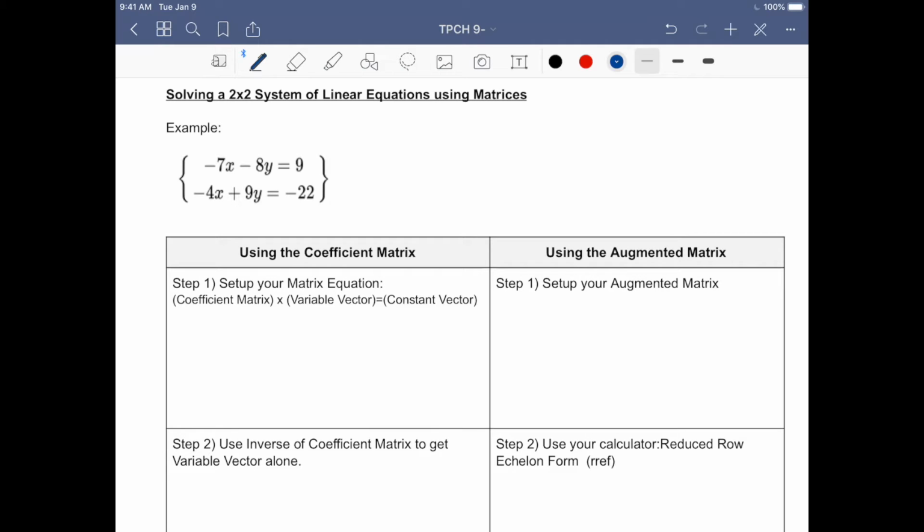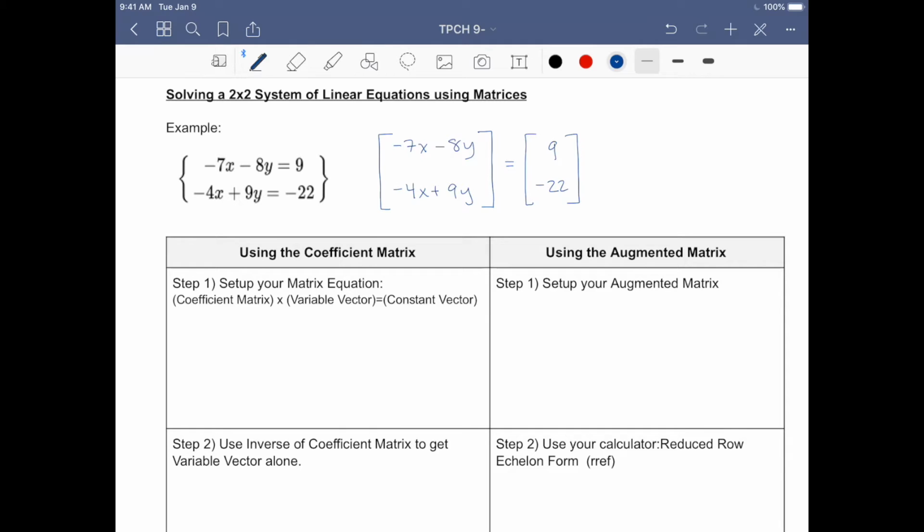So first thing I'm going to do is break it down for you a little bit before we move into our steps. So I could write the matrix negative 7x minus 8y, negative 4x plus 9y. That's a 2 by 1 matrix right here. And that would equal my constant like this. So already we're starting to see how this could be turned into matrices.